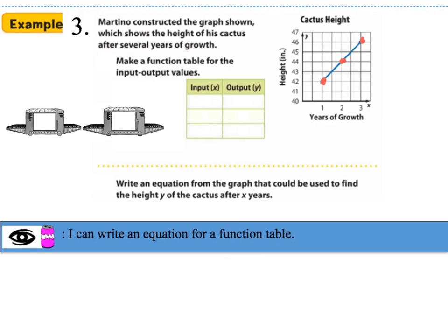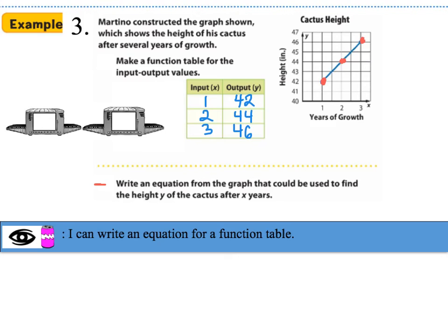So if I'm looking at my graph, years of growth, after the first year of growth, that's the input, the cactus was 42 inches tall. After 2 years of growth, that's the input, the output was 44 inches tall. And after 3 years of growth, that's the input, the output was 46 inches tall. So we've just completed the table. Now let's go ahead and write an equation from the graph that could be used to find the height y of the cactus after x years.